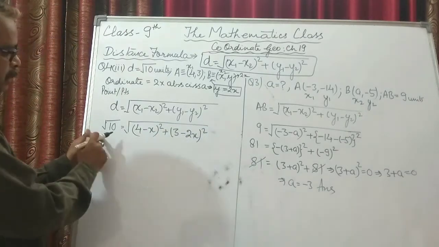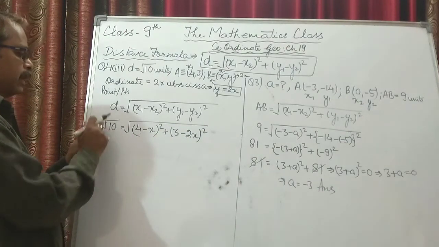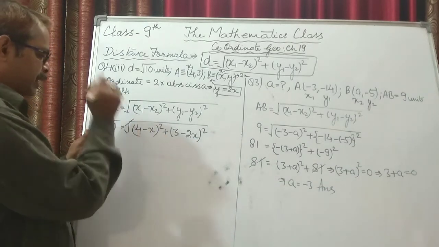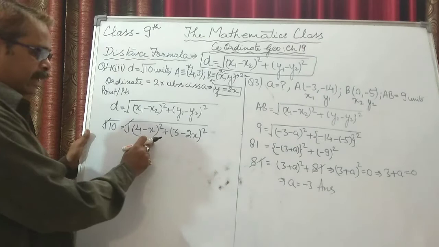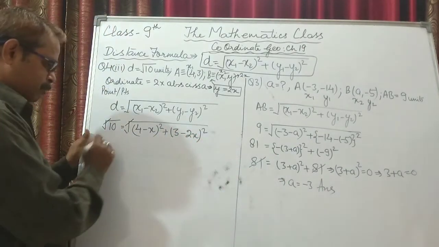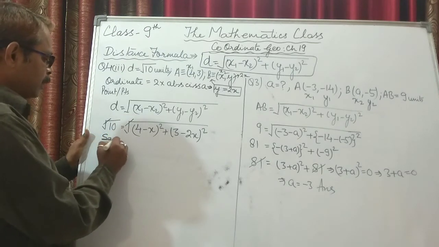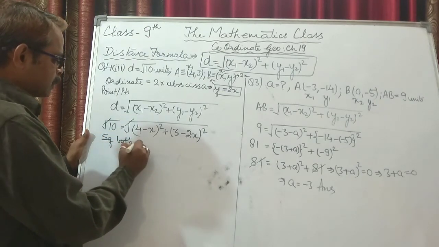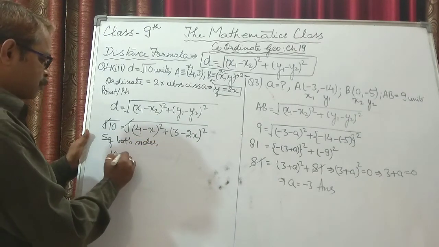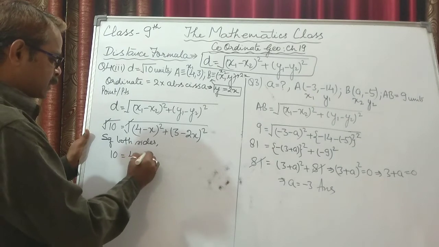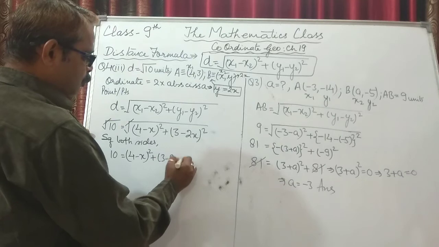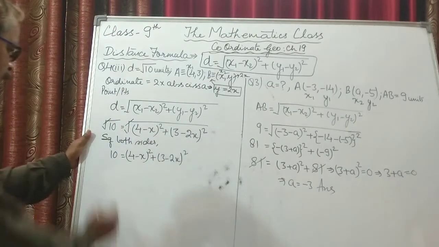Now you can see on both sides of the equal sign we have roots. So if we square both sides, these roots will vanish. Here I am just cutting them, but for you all, you may write squaring both sides. What do we get after squaring? This root 10 will become 10. This will become (4 minus x) whole square plus (3 minus 2x) whole square. Now only the calculation part is there.